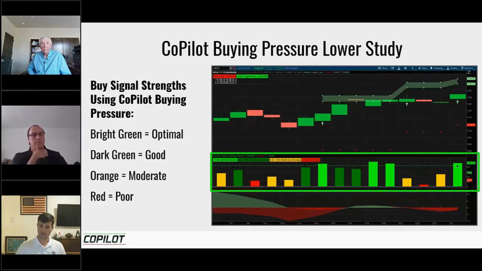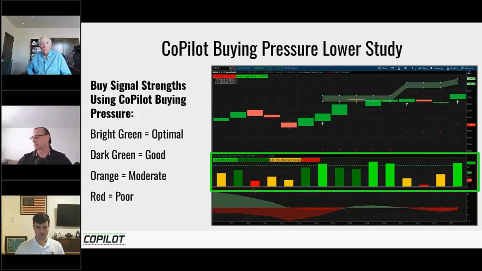They're going to have the tallest bars, and they're also color-coded, showing a brighter green bar. We're also going to have a dark green bar, which indicates not the best, but still solid buying pressure. We're going to have this yellow to orange candle right here. That's moderate. It's still okay. We would consider it, but it's also not the best buying pressure.